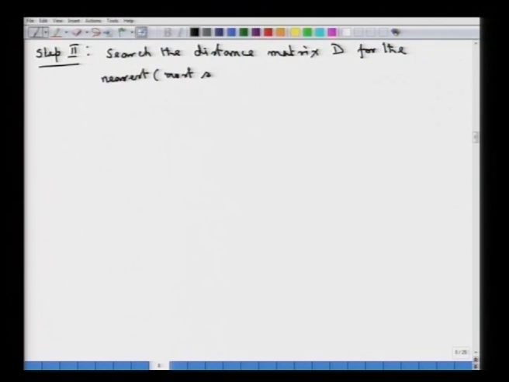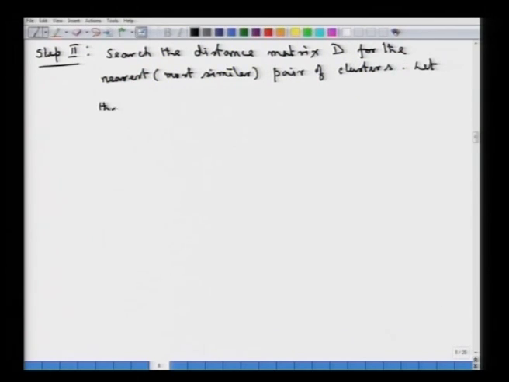So, at step 2 we will search the distance matrix D for the nearest, which is of course the most similar, pair of objects or pair of clusters. Remember that at the first step we had started with n clusters. So, we are looking at 2 points at the first step, points or clusters.